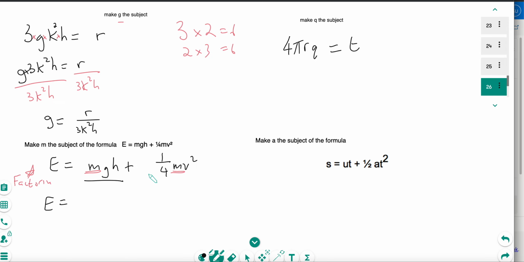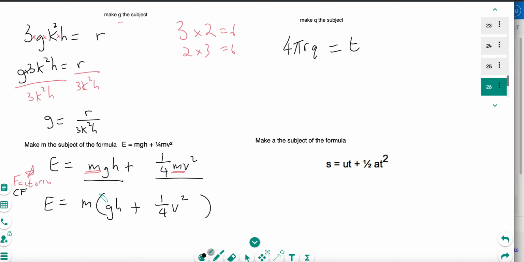Let's look at both these terms. What's in common between both these terms? We're going to factorize using the common factor method. So what's a common factor between both these terms? It's m. Open up brackets. How do I get from m to mgh? I times by gh. How do I get from m to 1/4 v squared? Well, I times by 1/4 v squared. Now, let's think about this. E is equal to m brackets gh plus 1/4 v squared.